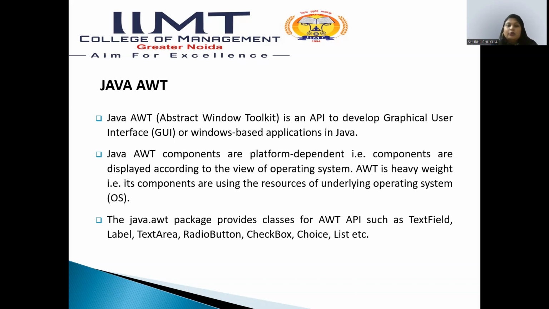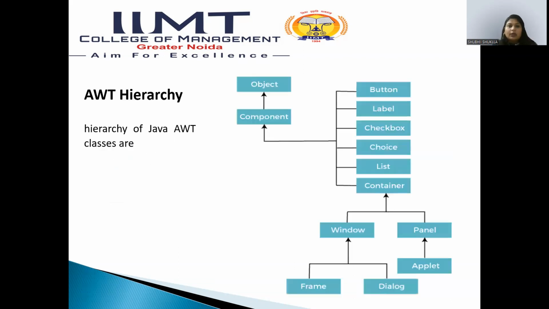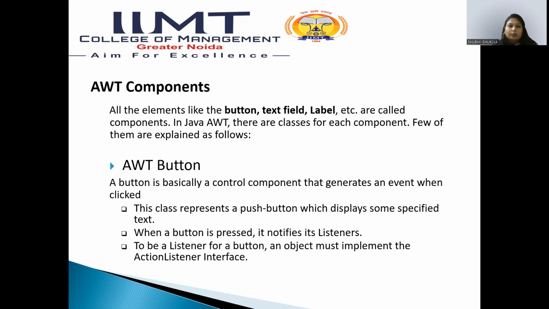The java.awt package provides classes for AWT API, such as text field, label, text area, radio button, checkbox, choice, list, etc. Next is AWT hierarchy. In this, every element belongs to a class. We have some components like button, label, checkbox, choice, list, and we also have some containers like window, frame, and panel. Let's start with components.